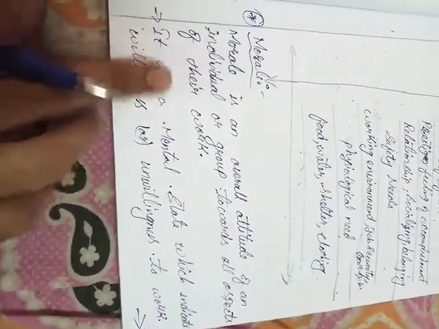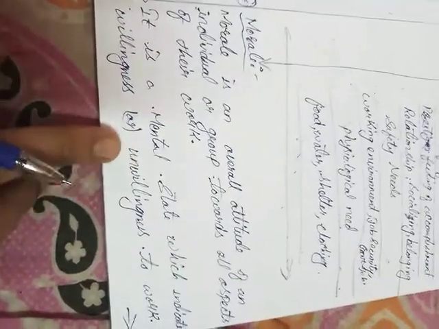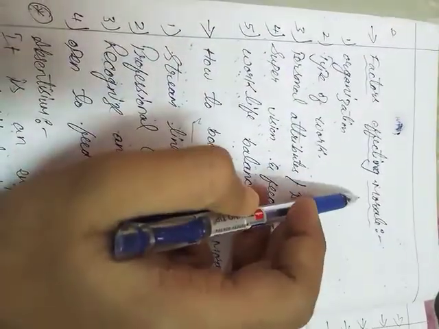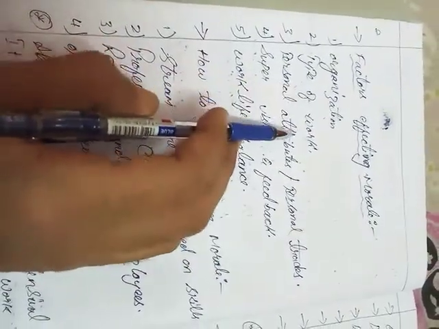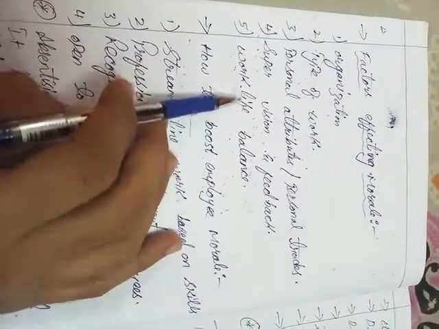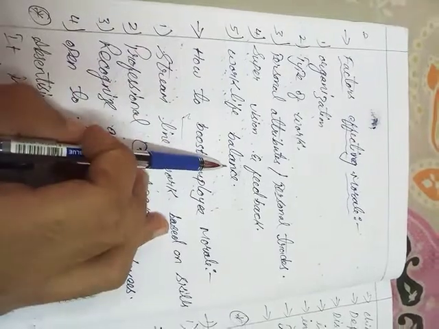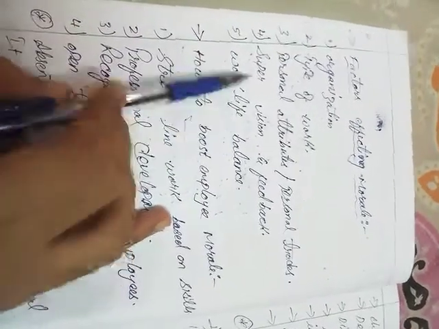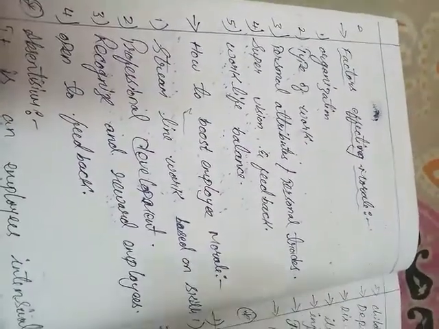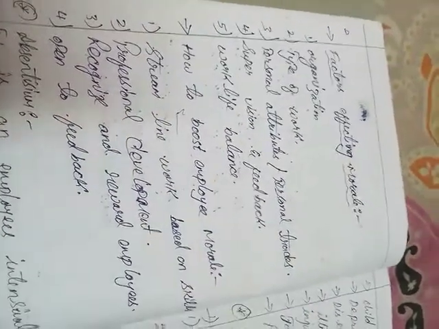And the next one is morale. Morale is the overall attitude of an individual or group towards an aspect of their work. It is a mental state which indicates willingness or unwillingness to work. Factors affecting morale: organization, types of work, personal attributes, personal traits, supervision and feedback, work-life balance. Work-life balance means balancing work and life. Supervision and feedback means supervising something and getting feedback after making the product, right?